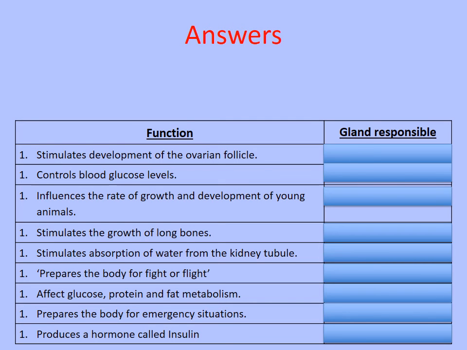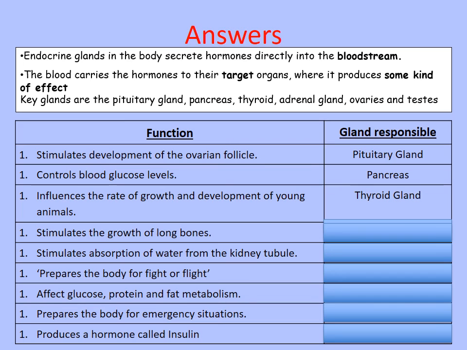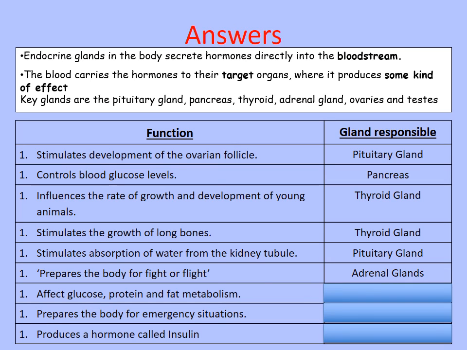So stimulates development of the ovarian follicle, would of course be the pituitary. Controls blood glucose levels is the pancreas. Rate of growth and development is the thyroid. Stimulates the growth of long bones would be the thyroid. Stimulates absorption of water from the kidney tubule would be the pituitary. Prepares the body for fight or flight would be the adrenal. Affect glucose, protein and fat metabolism would be the adrenal. The glucose sends you down the wrong route, potentially. You might have been thinking about pancreas there. Prepares the body for emergency situations would of course be the adrenal glands as well. And produces a hormone called insulin would be the pancreas.